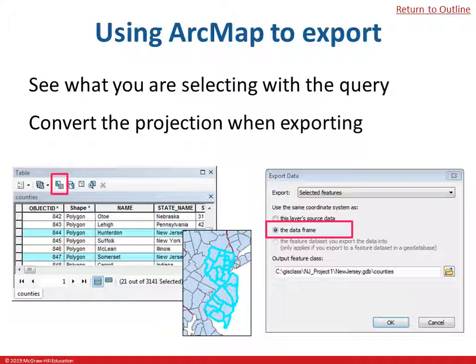Exporting in ArcMap, here's the most basic scenario. You've done some sort of query. You've selected, in this case, 21 out of 3,141 polygons, and you can see where they're selected there. Export the data, select your coordinate system. In this case, you want it to match the data frame, and it'll do that. Now, you could have said to match the source layer, in which case it wouldn't have changed it. Now, if your data frame has a different layer, this would fix it.